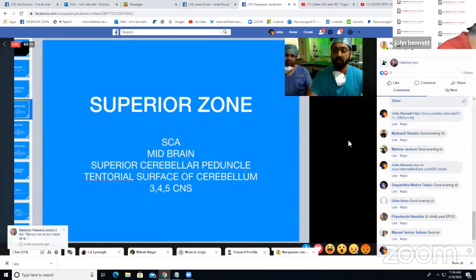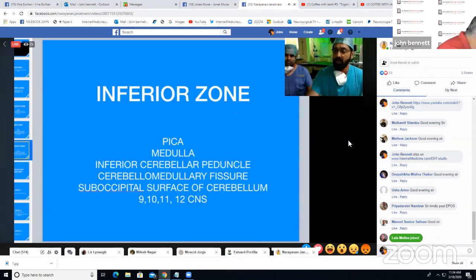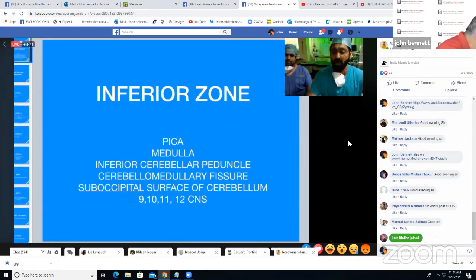If they ask you what is the superior zone, the mid zone is the AICA, the pons, the middle cerebellar peduncle, the cerebellopontine fissure, petrosal surface of the cerebellum, the 6, 7, 8 cranial nerves. And of course the inferior zone is the PICA, the medulla, inferior cerebellar peduncle, the cerebellomedullary fissure, suboccipital surface of the cerebellum, 9, 10, 11 and 12 cranial nerves. So this is what you have to know.